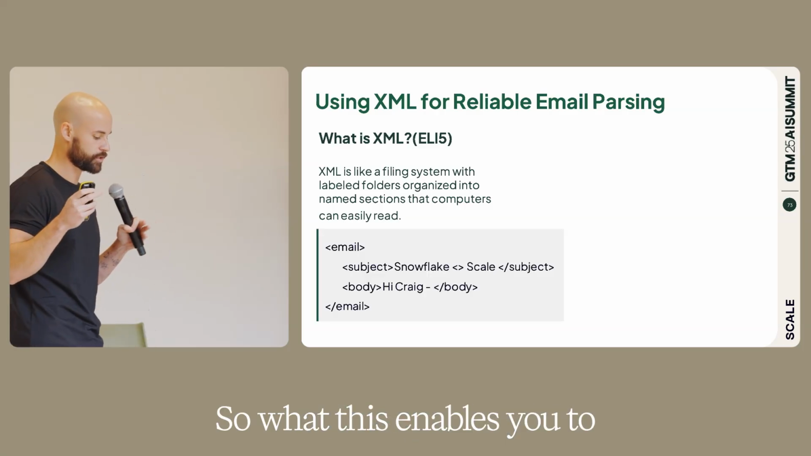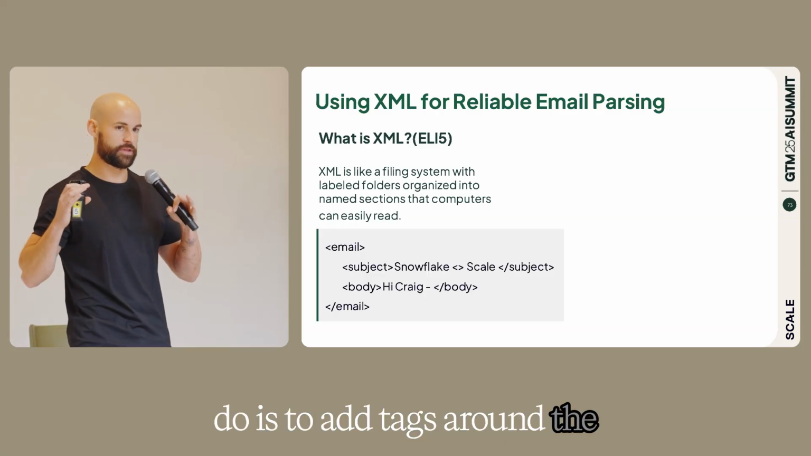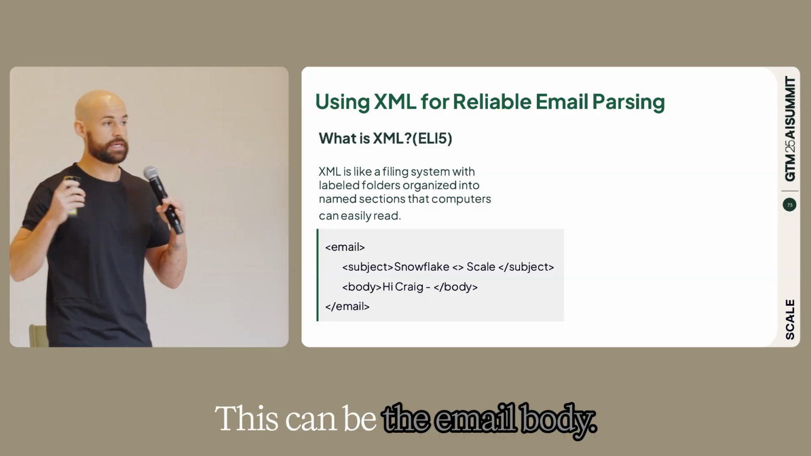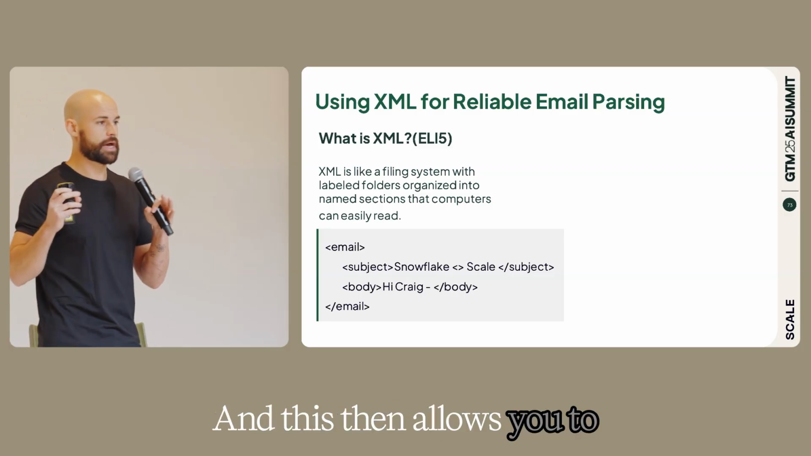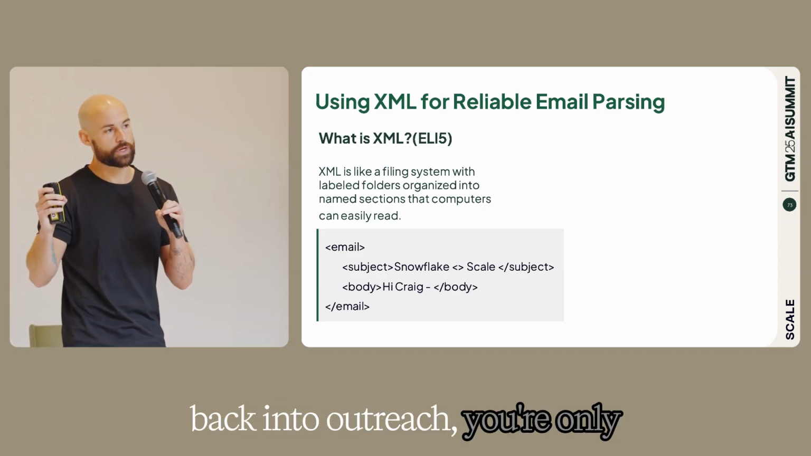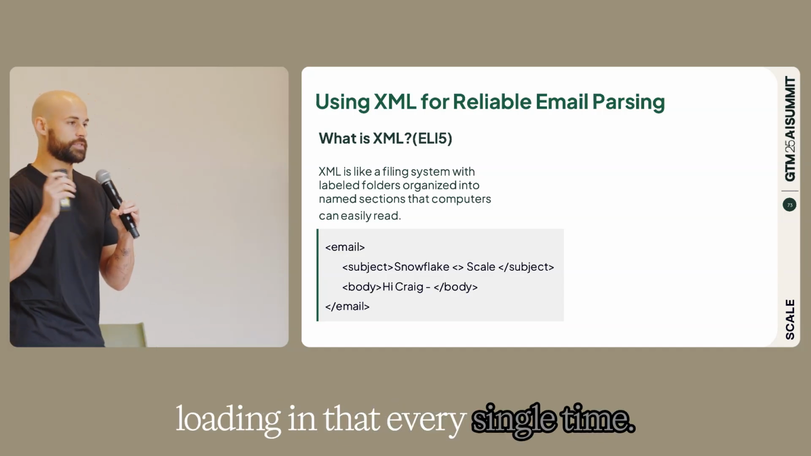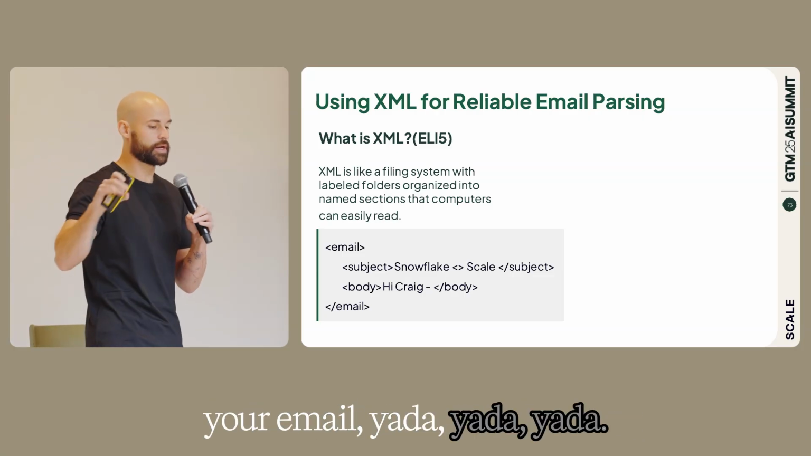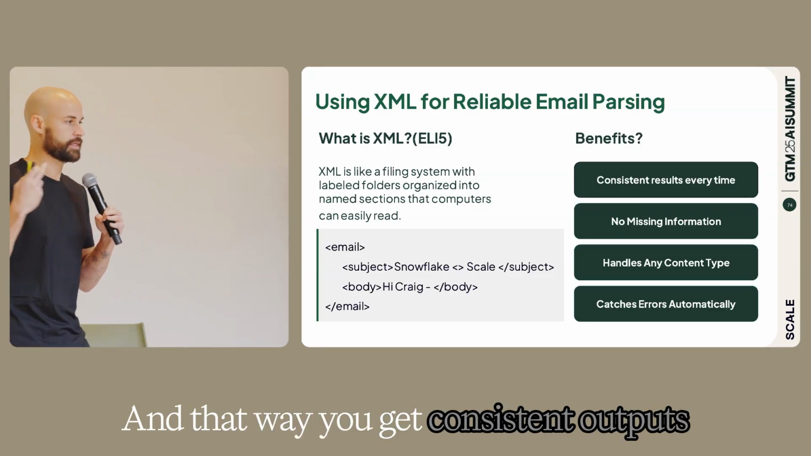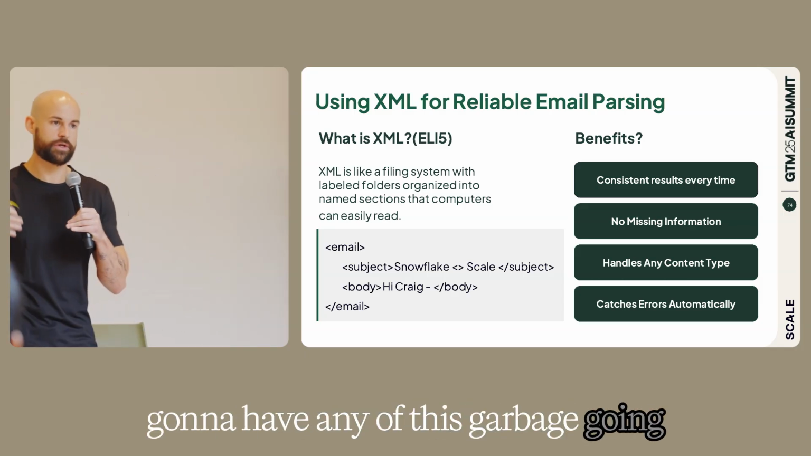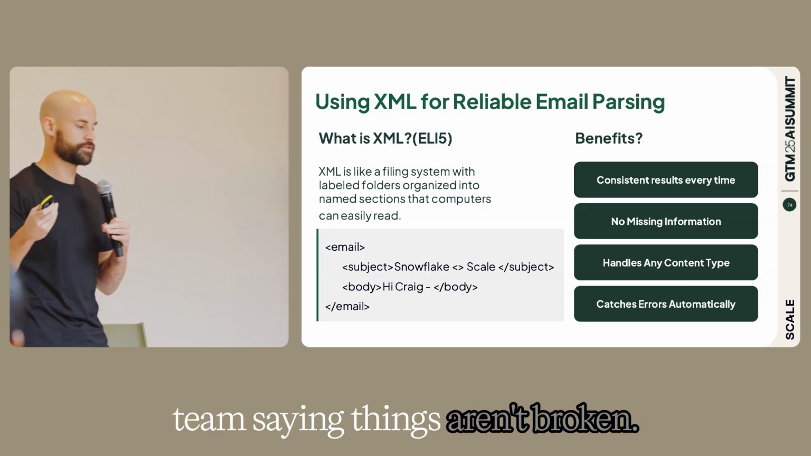What this enables you to do is add tags around the important things of the email. So this can be the subject line, this can be the email body, and this then allows you to parse out those specific things. So when you're loading this back into Outreach, you're only loading in that every single time. You're not worrying about pulling in things that say, hey, here's your email, yada, yada, yada. And that way you get consistent outputs every time, ensuring that you're not going to have any of this garbage going out to your sales team or your sales team saying things are broken.